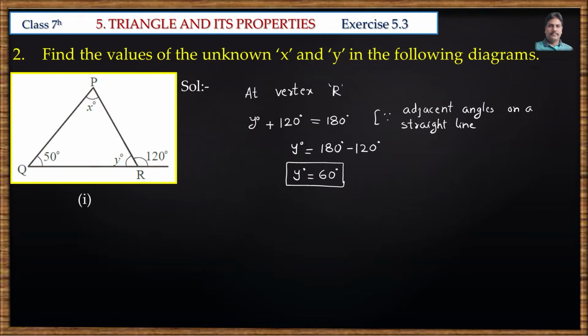Now, we will find the x value in the triangle PQR by the angle sum property. In triangle PQR, x degrees plus y degrees plus the third angle 50 degrees. The sum of the three angles is equal to 180 degrees by angle sum property.